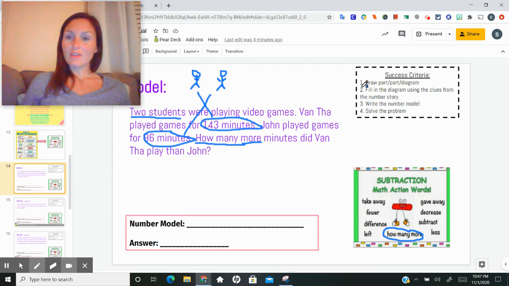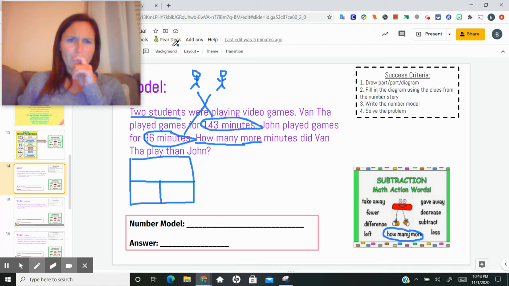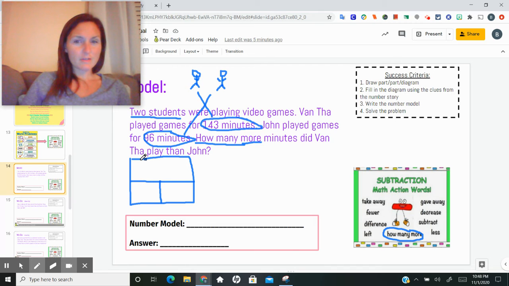Right? Now, one of the things we've learned is drawing that part total diagram, just like we did yesterday. That's a really good strategy to use. You don't have to use it, but it is very good to help us. So, do I know my total minutes? Well, I don't know. What does it say? Fanta played games for 143 minutes. John played games for 96 minutes. How many more minutes did Fanta play? Well, I think that those are both the smaller numbers, but if I know I'm supposed to subtract with how many more, doesn't that mean I'm supposed to have my total here?